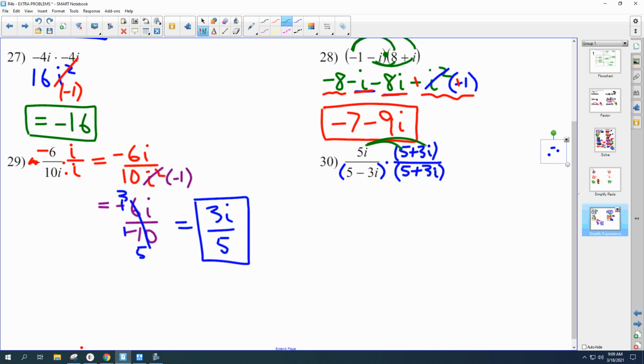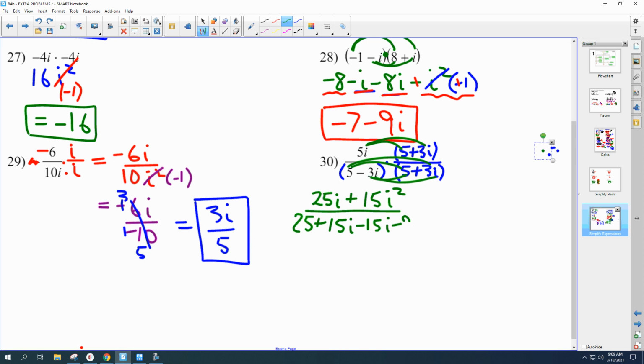So on the top, we distribute, and we get 25i plus 15i squared. And then on the bottom, distribute. 5 times 5 is 25, 5 times 3i is plus 15i. And then we distribute here, negative 3i times 5 is minus 15i, and negative 3i times 3i is minus 9i squared. So several things happen at this point. Number one, these two cancel each other out. That's kind of the big idea. That's the secret. That's what makes this thing go. We also have a couple of i squareds, which we know are negative 1.